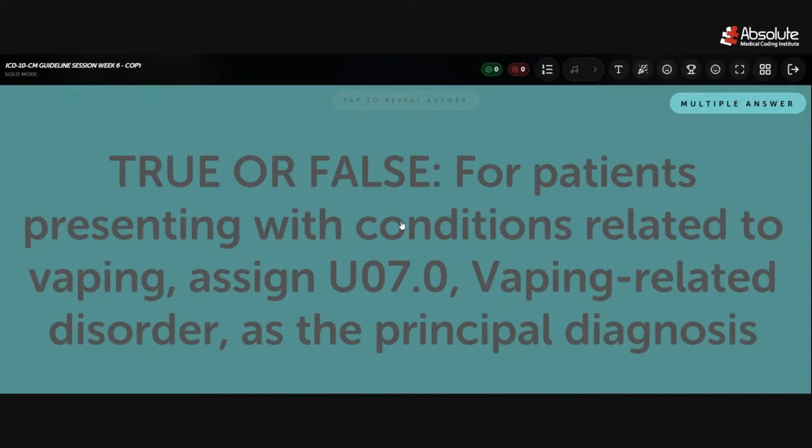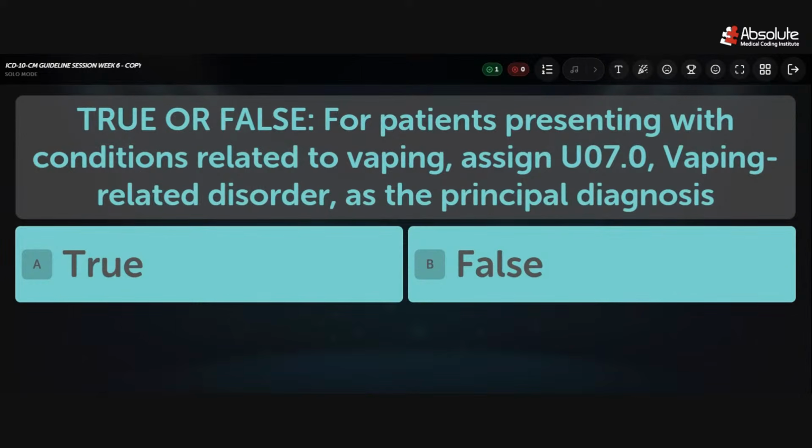Okay, true or false? For patients presenting with conditions related to vaping, assign code U07.0, which is the code for vaping-related disorder, as the principal diagnosis. I'll give you guys about 30 seconds to get those answers in the chat, and good luck.